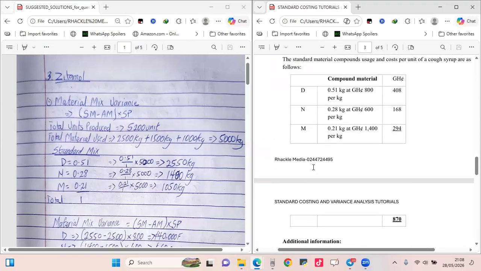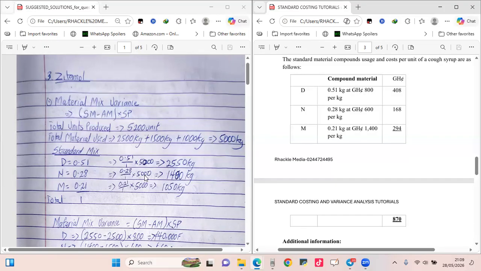Now, because we are checking whether the right amount was used, whether they actually used in composition to this 5,000 kg, whether they actually used 0.51 kilogram per unit of D or they didn't, whether they used 0.28 kilogram per unit of N or they didn't, whether they used 0.21 kilogram per unit of M or they didn't. So now we add all this, 0.51 plus 0.28 plus 0.21, and we are going to get a total of 1. Now we are portioning 0.51 over 1 times 5,000 kilogram. That was calculated here. We get 2,550 kg.